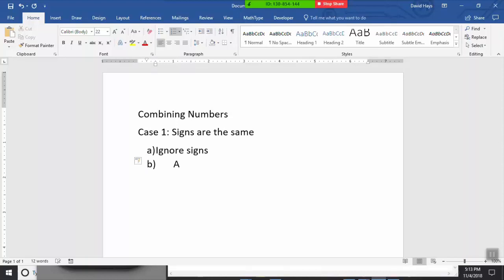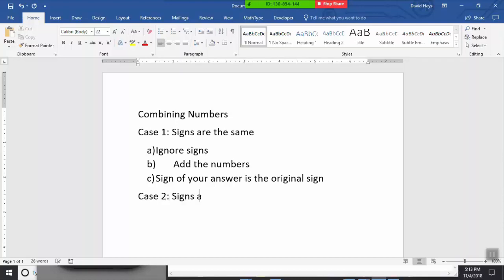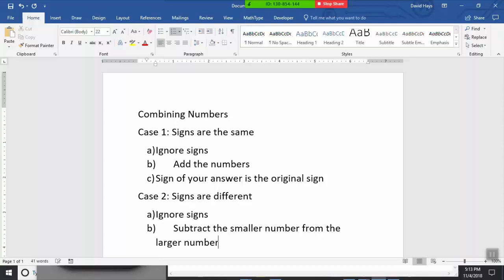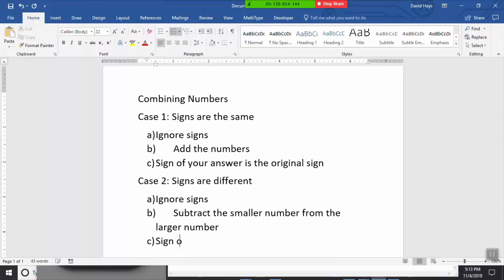Then you're going to, I'm not sure why it keeps going over like that. Add the numbers. And then the sign of your answer is the original sign. Case two, signs are different. You're going to ignore the signs, subtract the smaller number from the larger number, and sign of your answer is the original sign of the larger number.